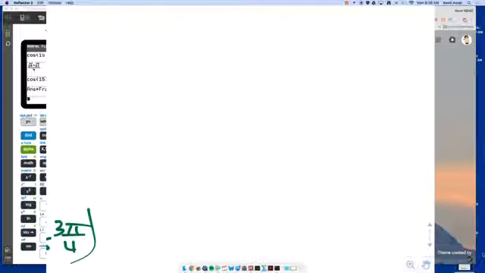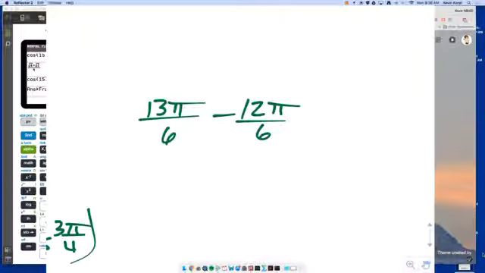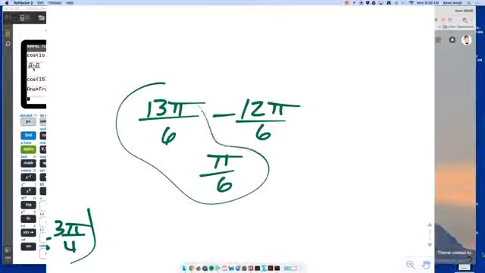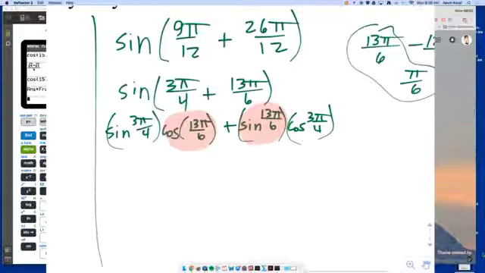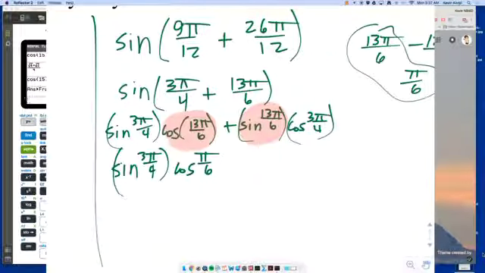So this is where you would maybe go off to the side if you weren't sure what it was coterminal with, and you would subtract out a full rotation. And of course, the full rotation is 2 pi, or in this case, 12 pi sixths. And that gives you pi sixths. So even though, again, 13 pi sixths and 1 pi sixth are different angles, they have the exact same trig values because they have the same terminal ray. So this would just then require that one extra step. You would replace that with cosine of pi sixths, and this one with sine of pi sixths.